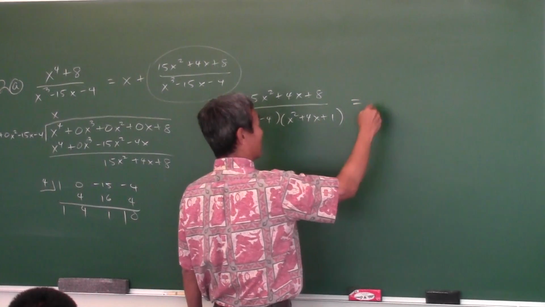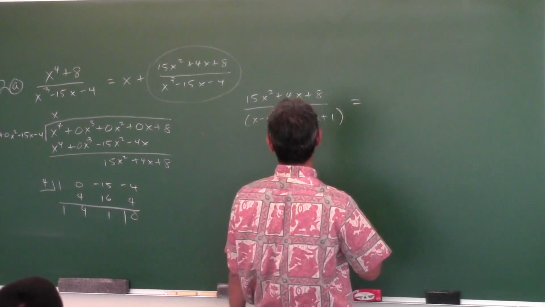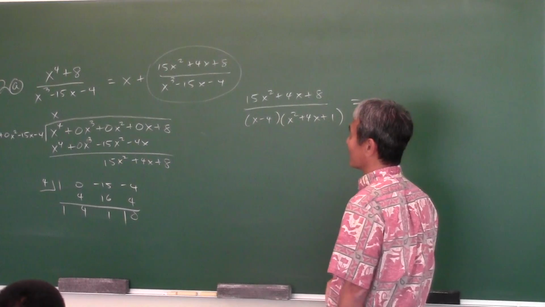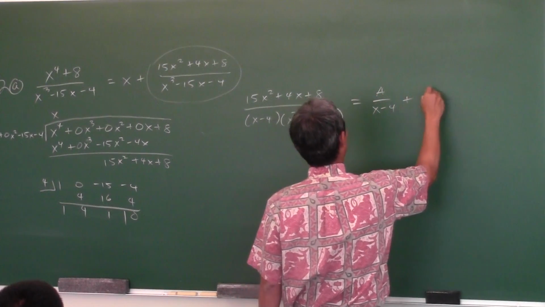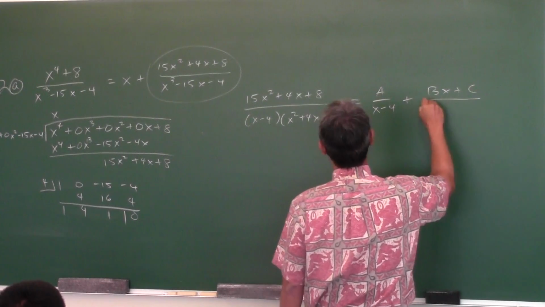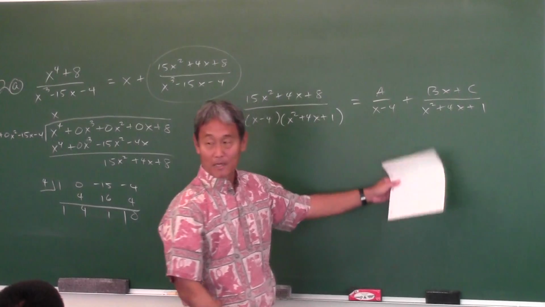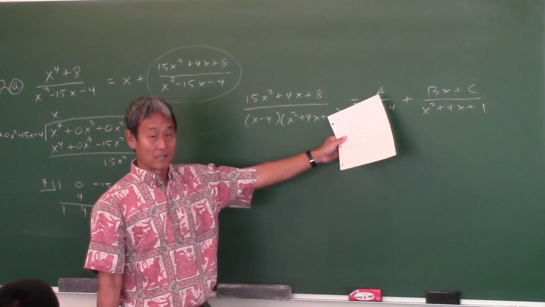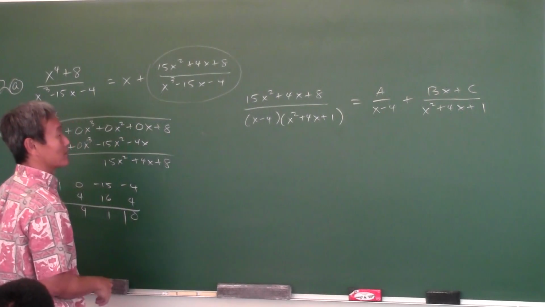Okay, so now did we set it up correctly? Because if you did all that work and you don't set it up correctly, that's minus 8. Or maybe I might give you 1 point for doing the division. A over x minus 4 plus bx plus c over x squared plus 4x plus 1. Did you guys put the bx plus c? Because if you don't have bx plus c, that's minus 8. Because that's a quadratic factor, that's why.